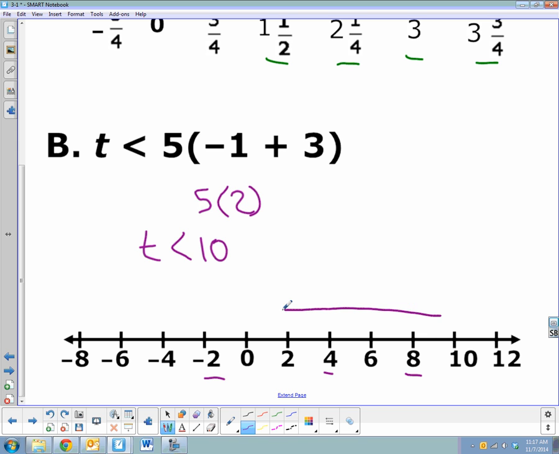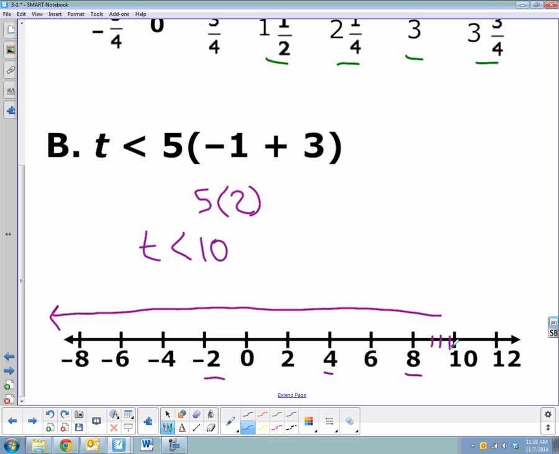So all these numbers are less than 10. How about 9? 9 isn't on the graph, but yep, 9 is less than 10. How about 9.5? Yep, 9.5 is less than 10. How about 9.9? Yep, 9.9 is less than 10. 9.999. How about 9.9999999999999? Yeah, all those would be less than 10. It's really hard to graph 9.9999999 and forever and ever. That's hard to find on my graph.